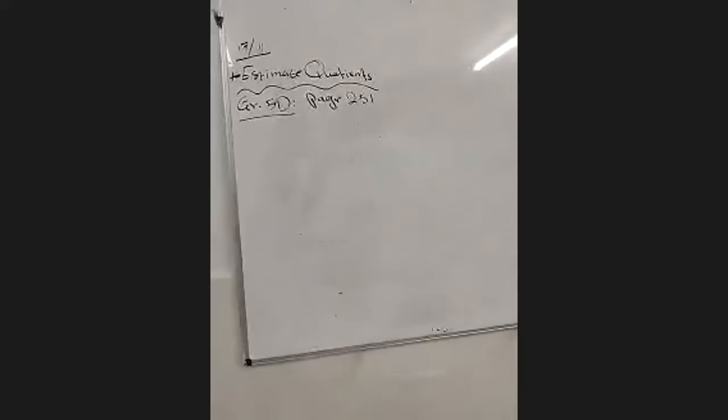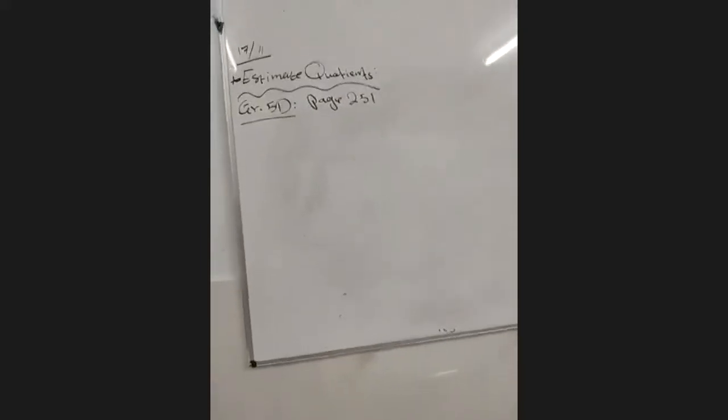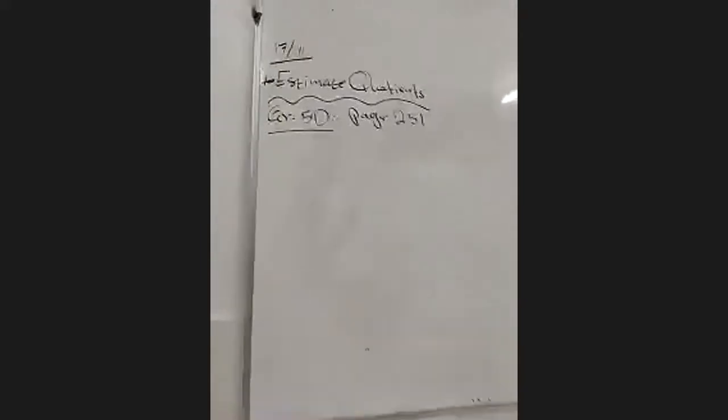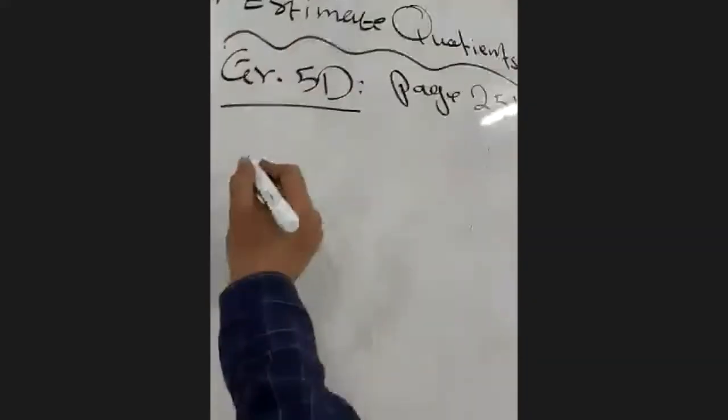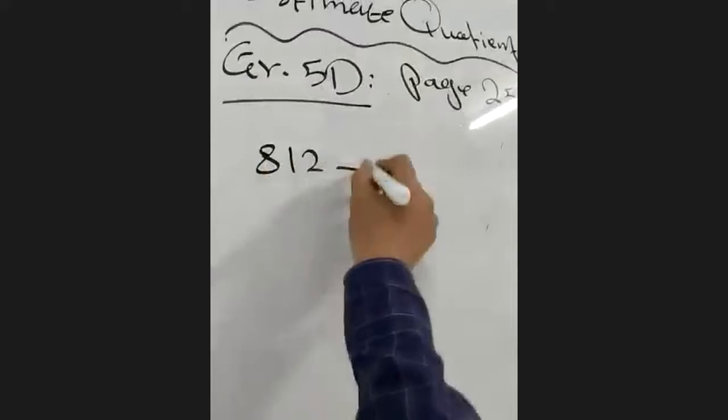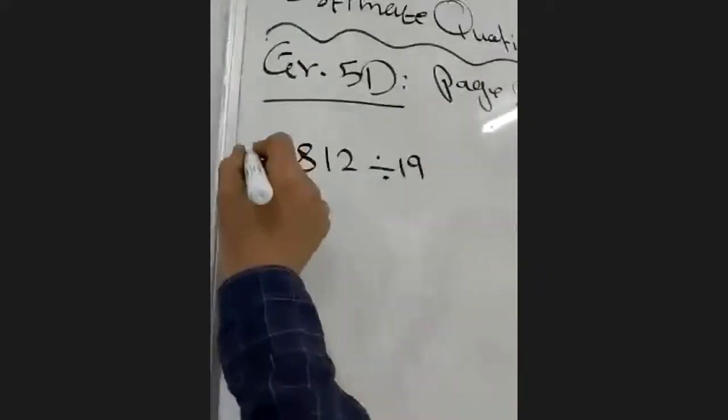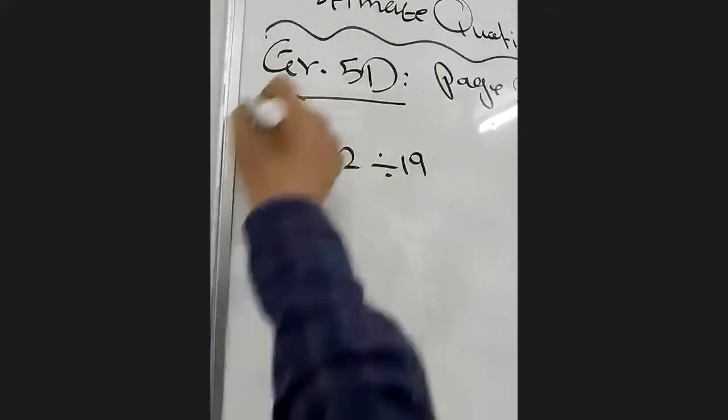Now let's go to our lesson here in estimate quotients, and let's do exercises together. Let's start with the example. I'll do example one first. I'll divide 812 divided by 19. 812 divided by 19. And please, guys, please focus here.